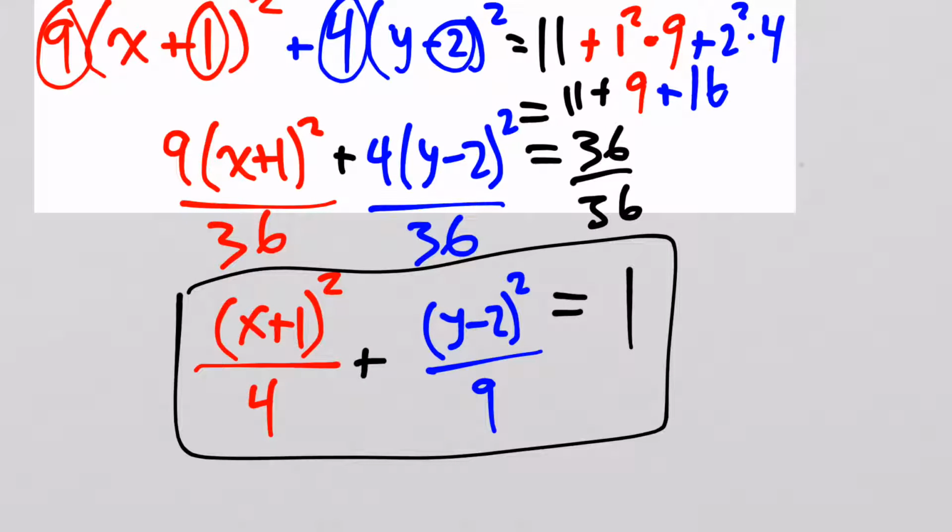If you want, you could write that 4 as a 2 squared, and you could write that 9 as a 3 squared to see that this is going to be a vertical ellipse because the larger denominator is with y, so it's going to be going up and down. Its center is going to be at (-1, 2). It's going to go up 3 and down 3 from there, and it's going to go right 2 and left 2 from there. And that's what you got.